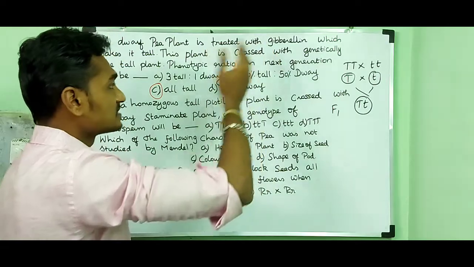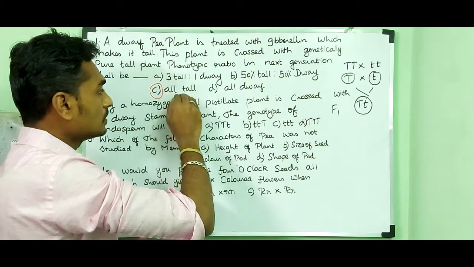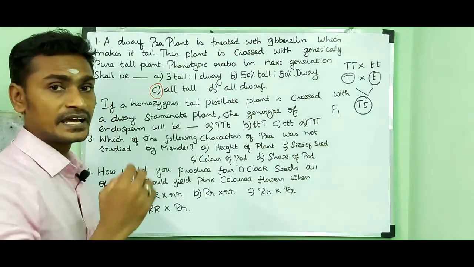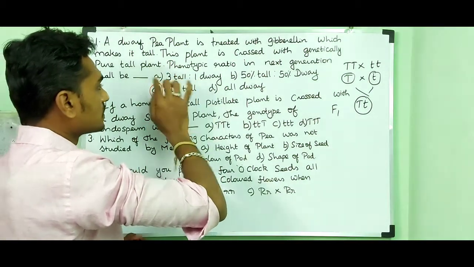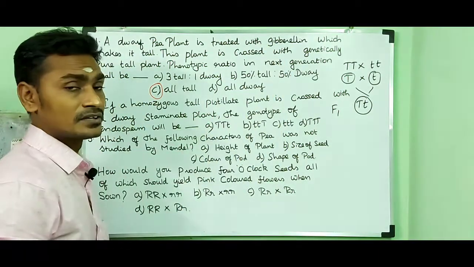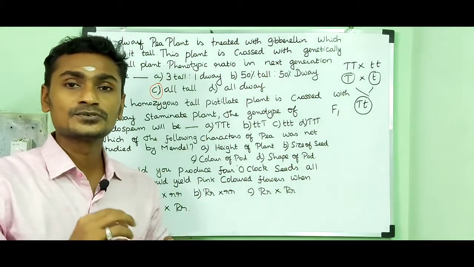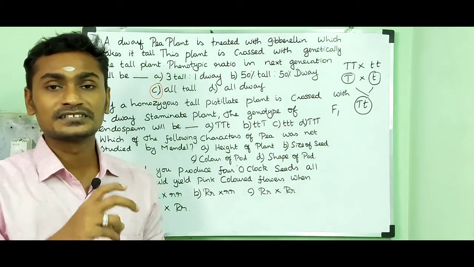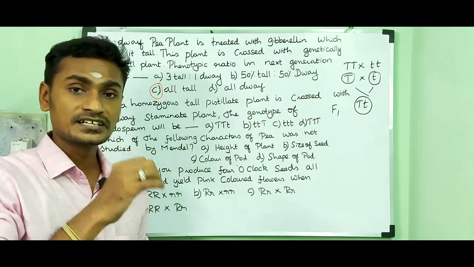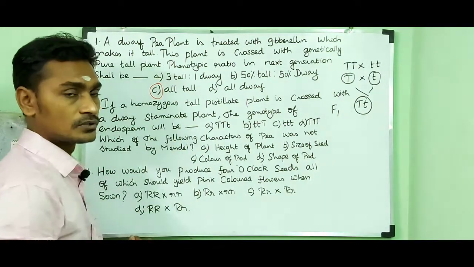They have given the phenotypic ratio in the next generation, so the answer is all the young ones are tall. Suppose they had given the F2 generation, that answer would be 3:1, 3 tall, 1 dwarf. Gibberellin is not able to affect the genetical makeup. It can simply elongate nodes and internodes. It cannot transmit that character to the next generation because it is not able to affect the genetical makeup. So the answer is option C, all tall.